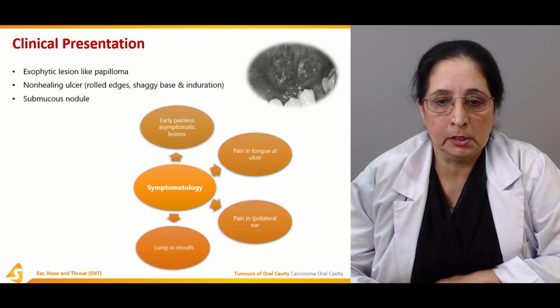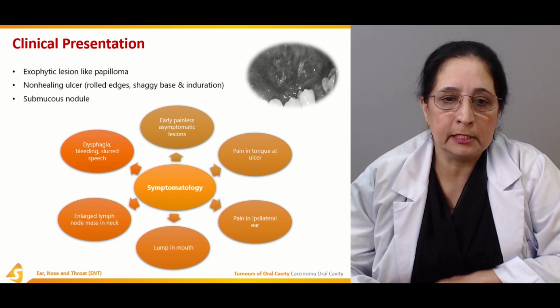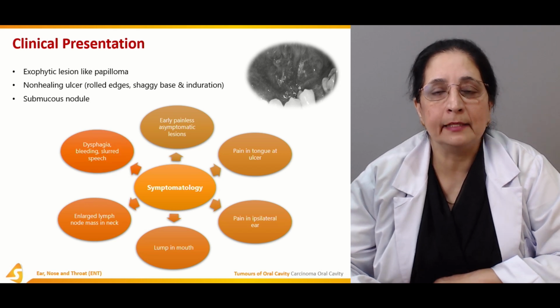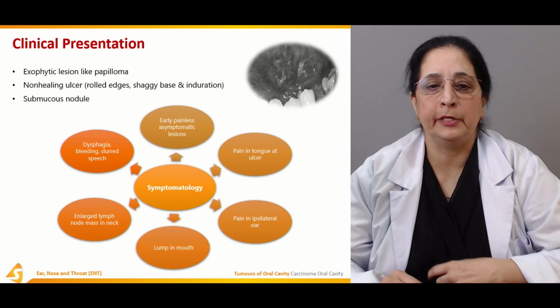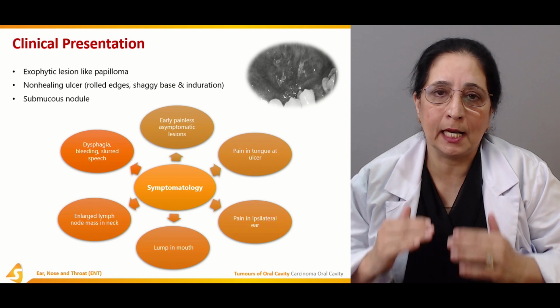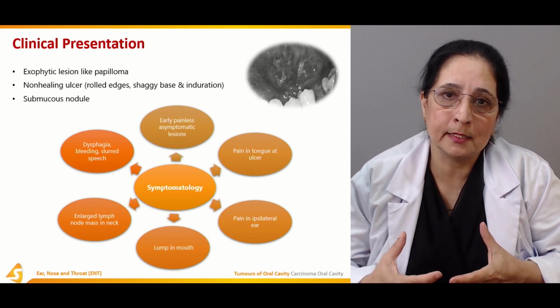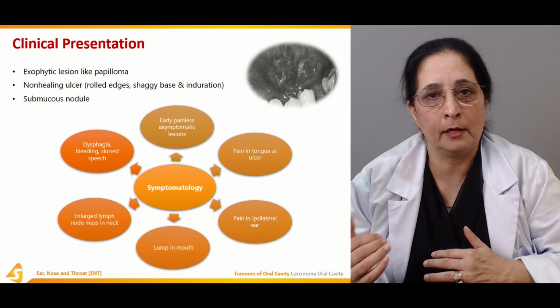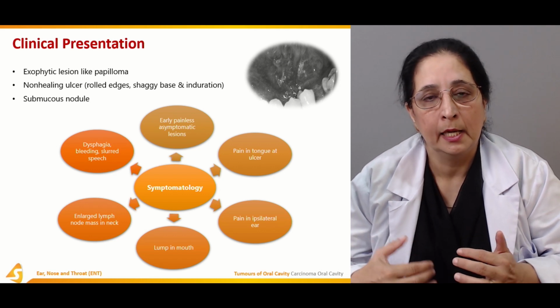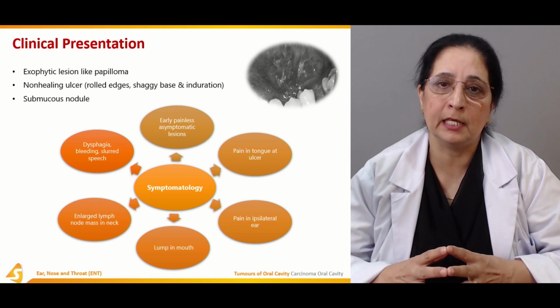Lump in mouth. Enlarged lymph nodes are present in the neck, dysphagia, bleeding, and there is slurring of the speech. So all these are the symptoms because the tongue is involved. There is pain in the mouth, there is a mass in the mouth, and there is involvement of the lymph nodes, enlarged lymph nodes, and difficulty in swallowing, dysphagia is present.